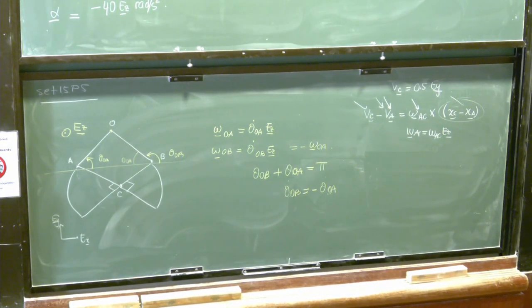So this is one vector equation in the plane. How many scalar equations is that? Two scalar equations. How many scalar unknowns? 3, right? 2 in VA, 1 in omega AC. So again, how many scalar equations? 2. How many scalar unknowns? 3. So not enough equations. What is another equation we can add to this?